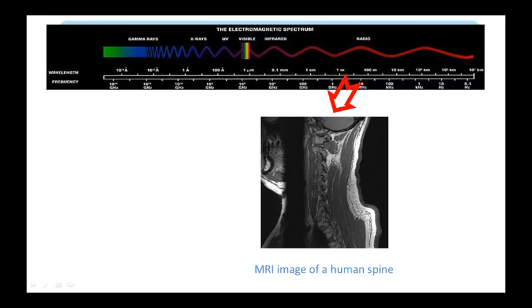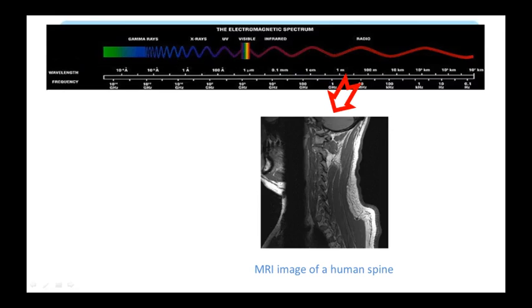We are imaging now in the radio band. As is the case when imaging at the other end of the spectrum, imaging with gamma rays, the major applications of imaging in the radio band are in medicine and astronomy. In medicine, radio waves are used in magnetic resonance imaging. You see here an MRI image of a human spine.